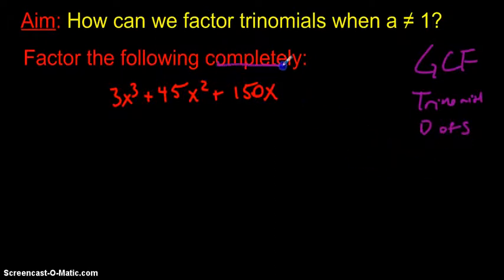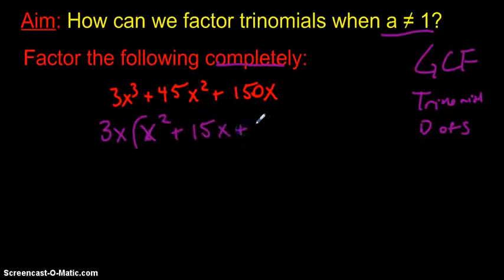We were asked to factor completely, so we need to factor and factor and factor until we can factor no more. And this happens a lot more when your a value of your polynomial is not equal to 1. In this case, it is a GCF of 3x. So by factoring that out, we're left with x squared plus 15x plus 50.